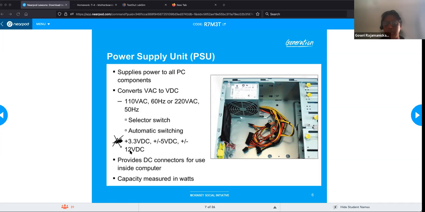What about the 220 VAC? The same thing happens. The components inside either run off 3.3, positive and negative 5, or positive and negative 12. How much the power supply can put out depends on the power supply, but these are the parameters they work within. So these five different voltages: positive 3.3, there's no negative 3.3, and positive and negative 5 and positive and negative 12.